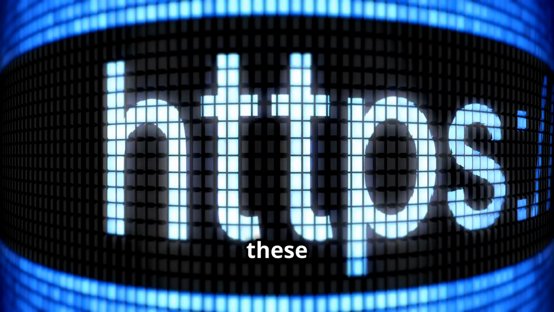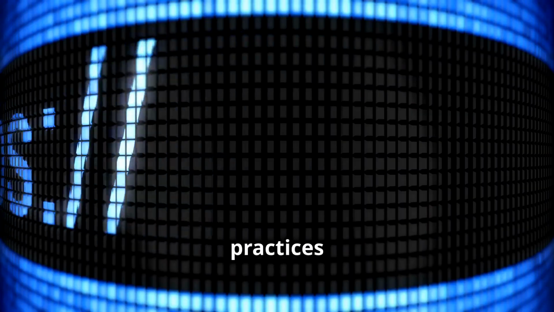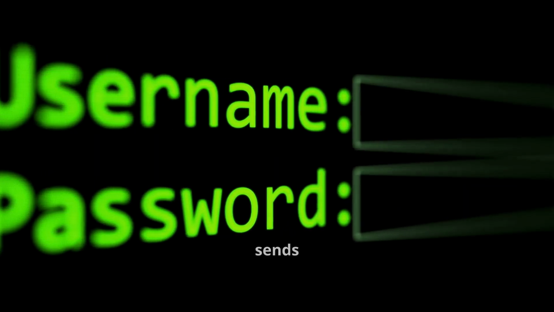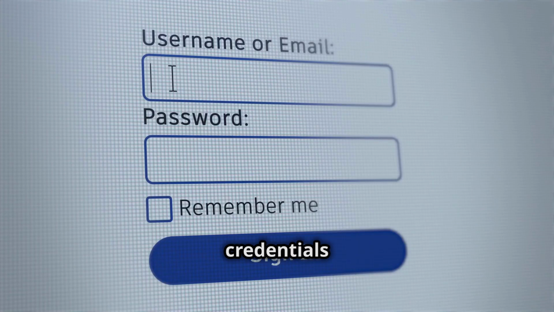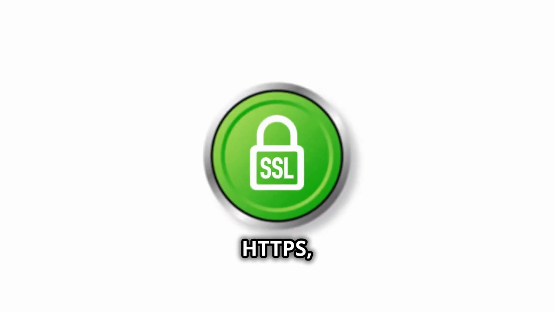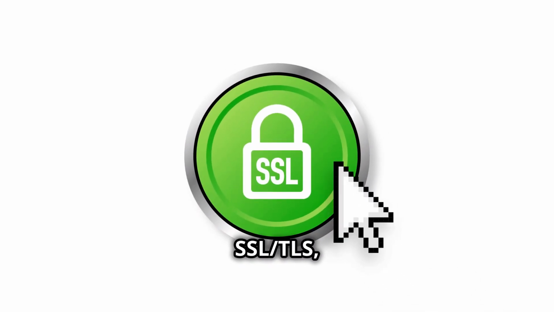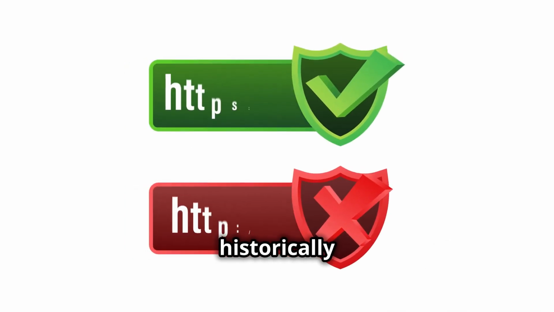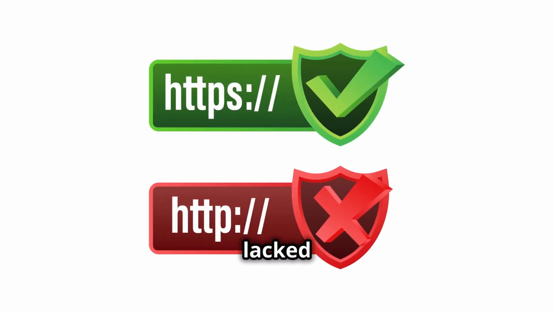Let's quickly compare these methods and discuss some best practices. HTTP Basic Authentication, over plain HTTP, is simple to implement but sends base64 encoded credentials in plain text, making it vulnerable to interception. HTTPS, or HTTP over SSL/TLS, secures the entire session via an SSL/TLS handshake, ensuring that data, including credentials, is encrypted. SHTTP historically provided selective message encryption but lacked the comprehensive security and ease of use that HTTPS offers today.